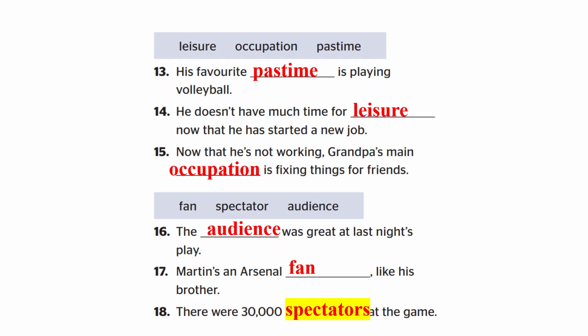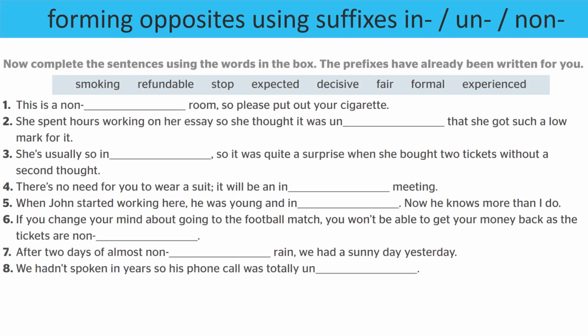Moving on, we saw how to make opposites using in, un, and non. Okay, this is a non-smoking room. Excellent. So smoking, the opposite is non. Fair, the opposite is unfair. Decisive, the opposite is indecisive.